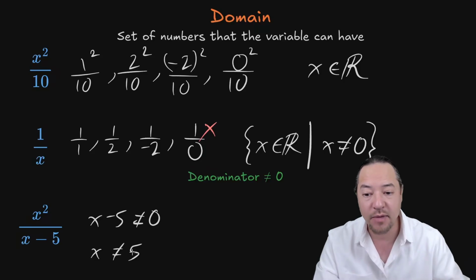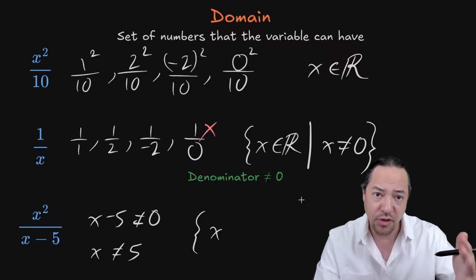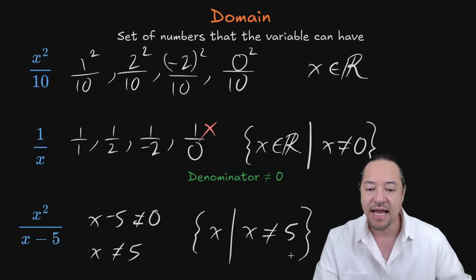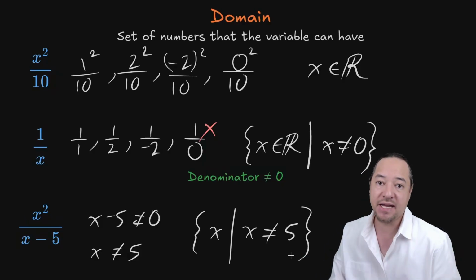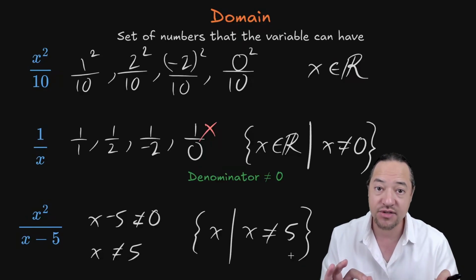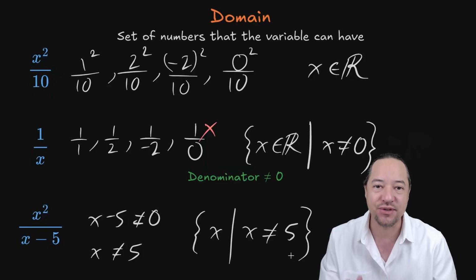So when I write down my domain, I'll say that the domain is any x, which is an element of the set of real numbers, but I'm going to omit that. We're just kind of dealing with real numbers now. So any x such that x is not equal to 5. And that is going to be my domain for this rational expression x squared over x minus 5, because the denominator can never be 0. That would give me an undefined number.